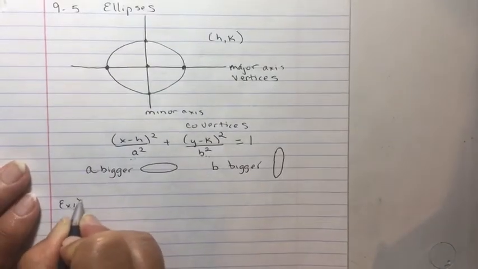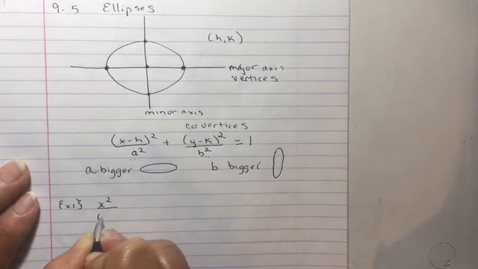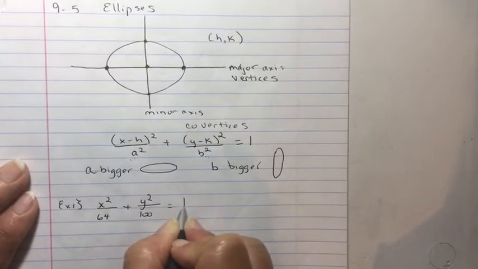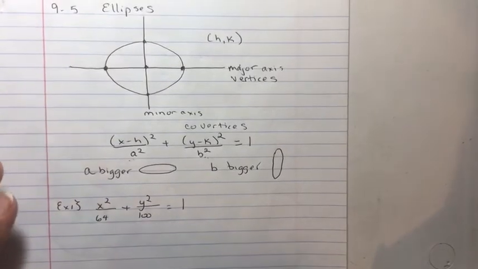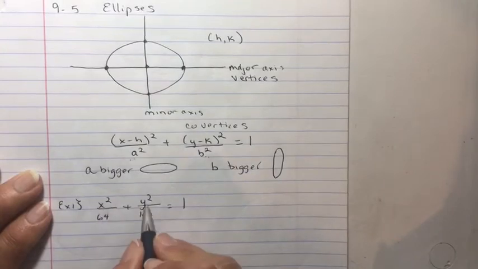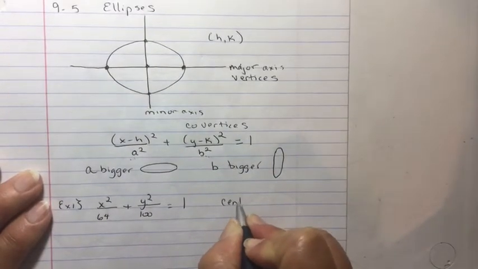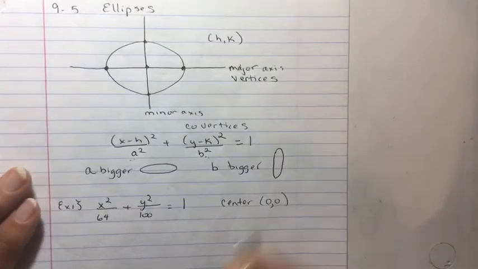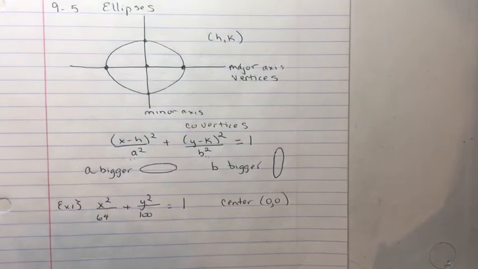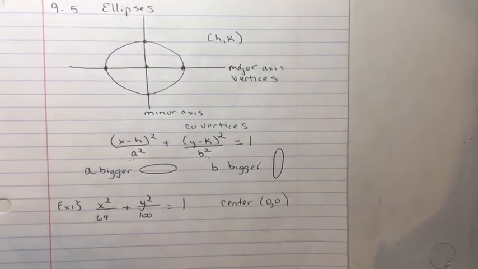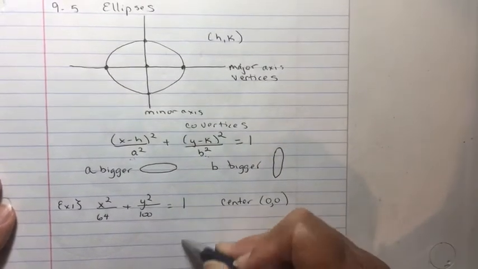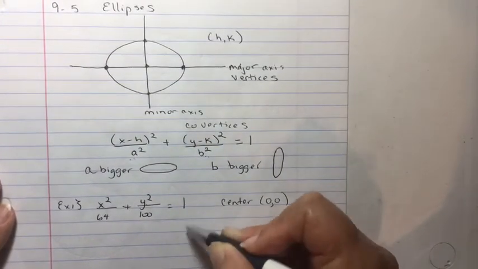All right, example 1. Let's do x squared over 64 plus y squared over 100 equal to 1. It's the standard form for an ellipse. Notice you're not adding or subtracting anything to the x and y. That tells us that the center is at the origin, at 0, 0. Now, 64 happens to be 8 squared, and 100 happens to be 10 squared. Notice that the 100 goes with the y. That's telling you that it's going to be an up and down ellipse.